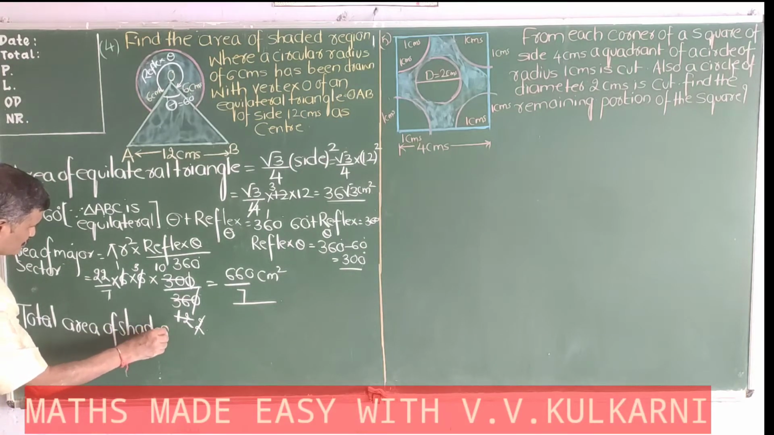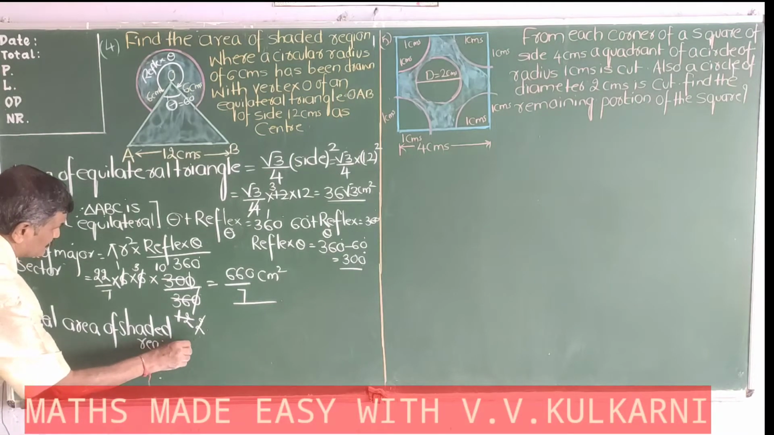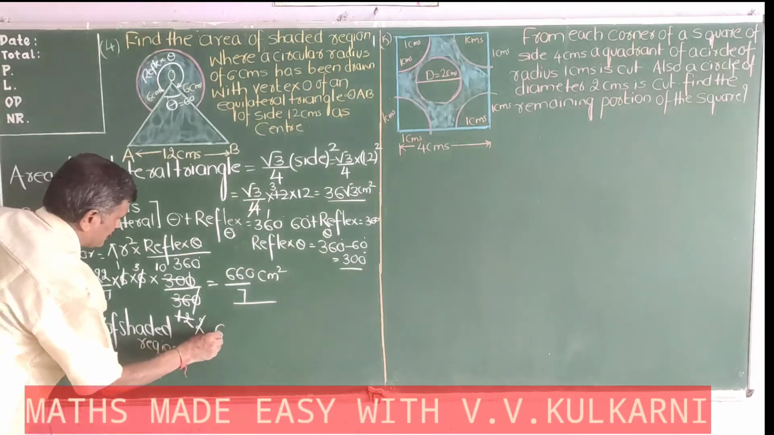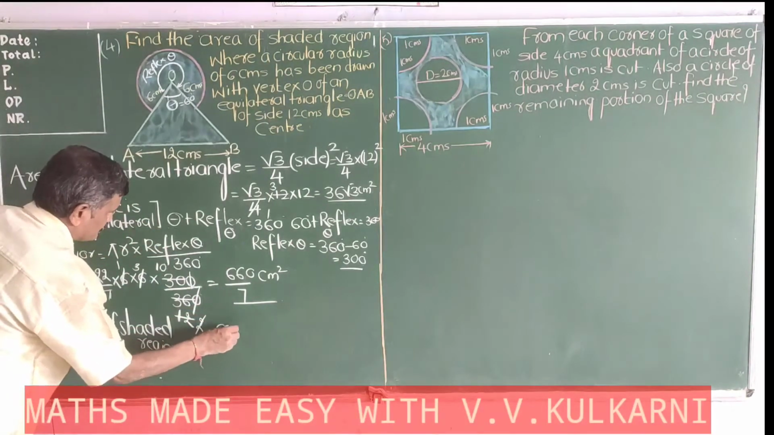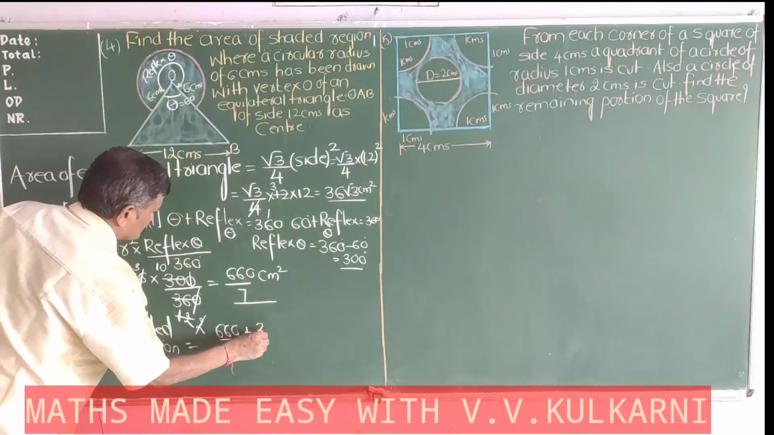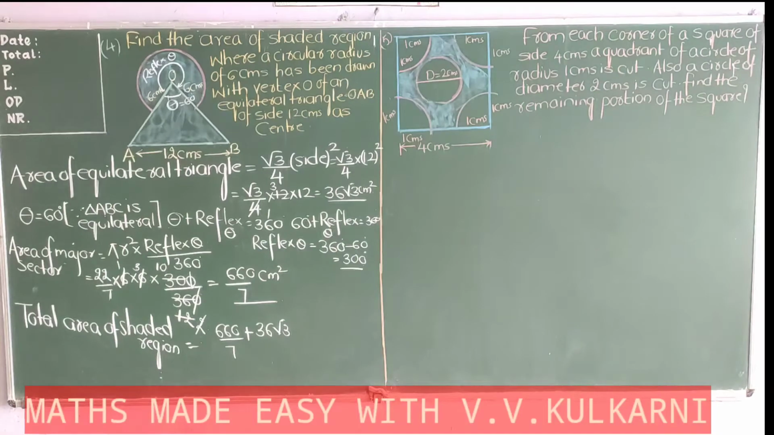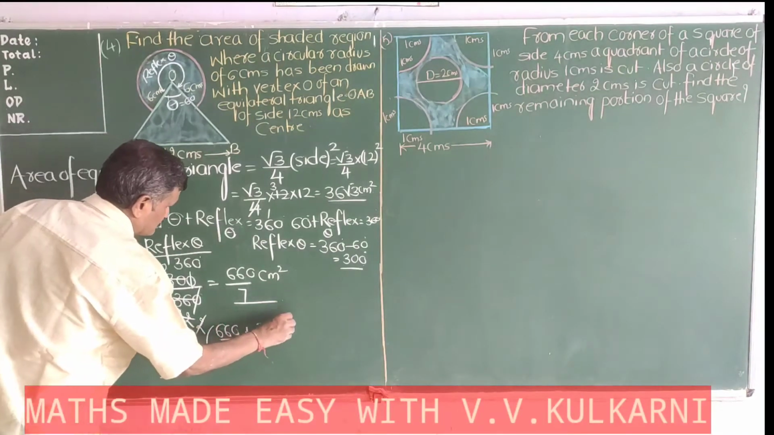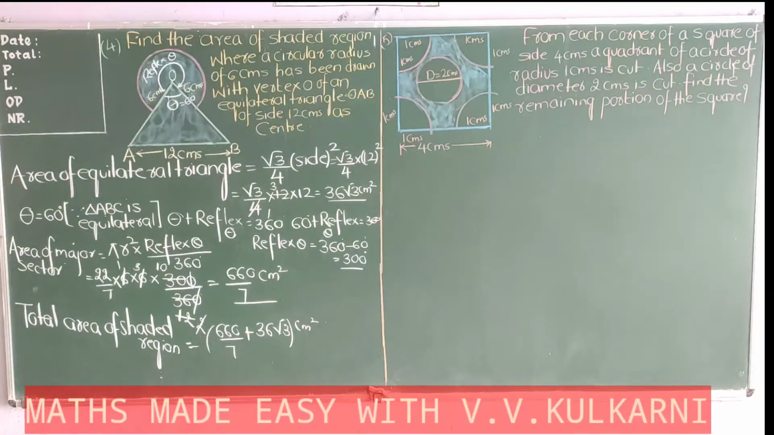Total area of the shaded region is equal to 660, that is the area of the plus this area of the equilateral triangle, which is 36 root 3. So this much square centimeter. And if you want, you can further simplify it also.